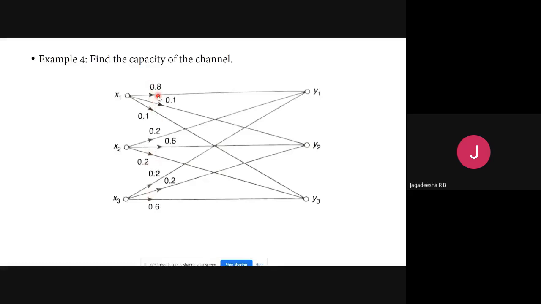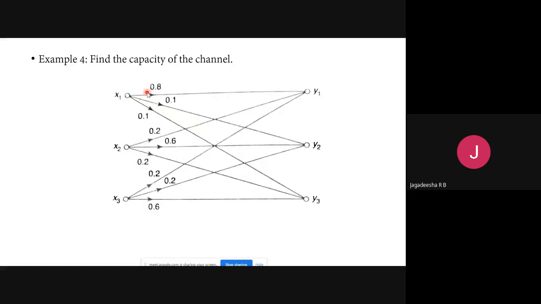Because if you consider this source, the transition probabilities are 0.8, 0.1, and 0.1. If you consider this source, their transition probabilities are totally different. The numbers here are 0.2, 0.6, 0.2. These numbers and these numbers don't match. So this is not a symmetric source. So in this case, of course, you need to find the channel capacity by the traditional or general method. This is not a special case, this is a general case. So you need to consider Q1, Q2, Q3, and then find the channel capacity.